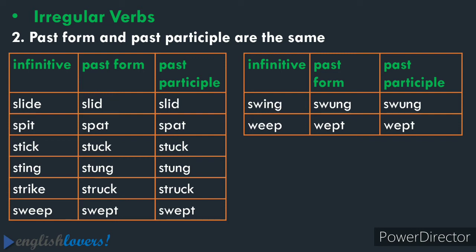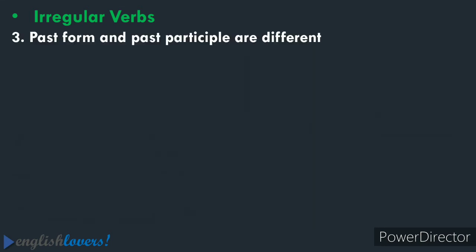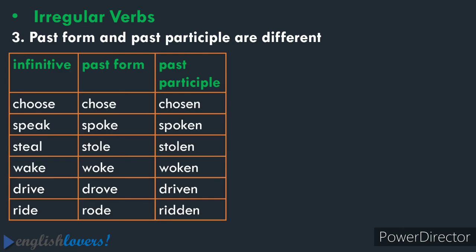This is the second case. Now we will see the third case of irregular verbs. So what is the third case? In the first case we have seen that all the three forms, that is the infinitive or base form, the past form and the past participle, are the same. In the second case we have seen that only the simple past and the past participle are the same. Now in the third case we will see that the past form and past participle are also different. So three forms totally different. That is the third case of irregular verbs.